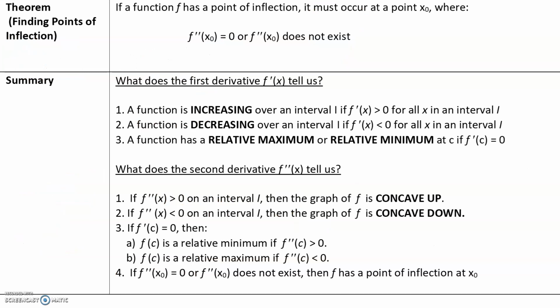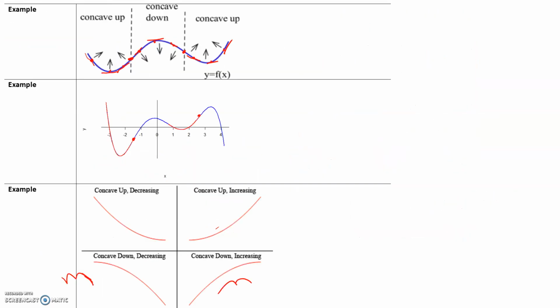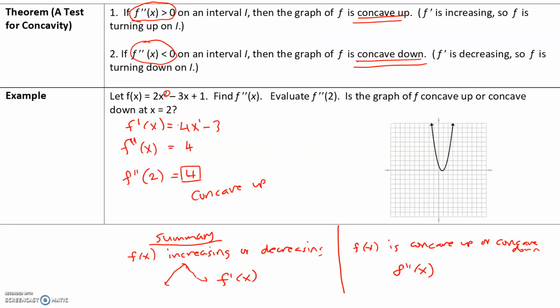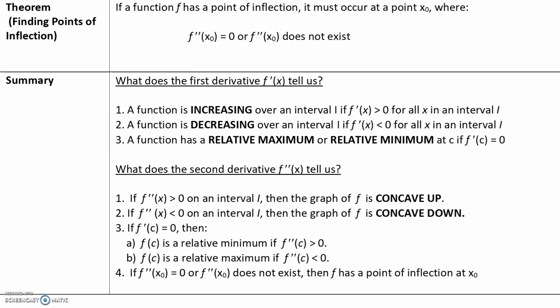Another theorem, let's find the points of inflection. Remember the point of inflection from way back, it's when concavity changes from concave up to concave down. And before we were approximating, now we're going to have a mathematical way of finding the inflection points. So if a function has a point of inflection, then it's going to be when the second derivative is 0 or the second derivative does not exist.